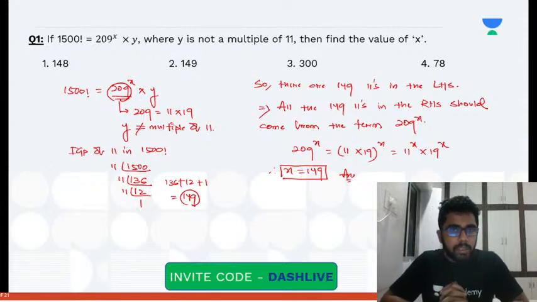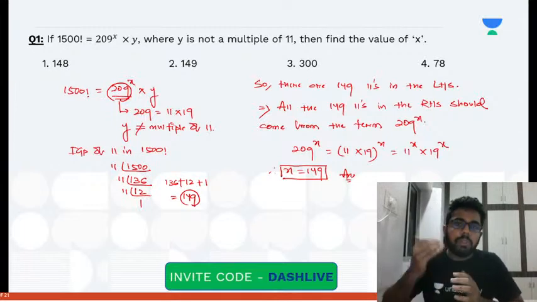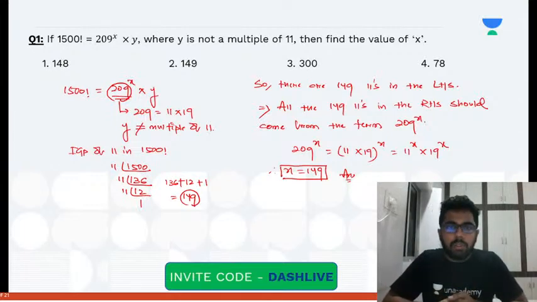Very easy question, just the way you look at it. As such the question is not difficult. We are dealing with IGP of 11 because the question specified that y is not a multiple of 11. So that's your clue. You have to start with 11 and check how many 11s are present in the LHS.